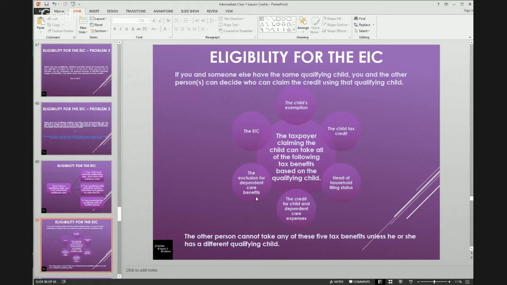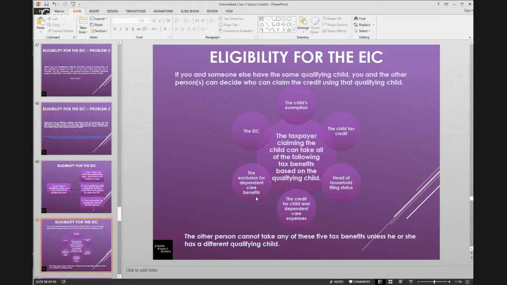So if you or someone else have the same qualifying child, you can decide who gets to claim the credit. That decision can be for the child's exemption and the child tax credit. In the event that you're talking head of household filing status, you would have to have that child living with you, the credit for child and dependent care expenses, and the exclusion for dependent care benefits.